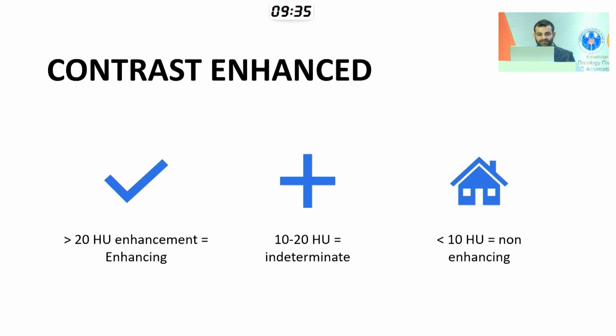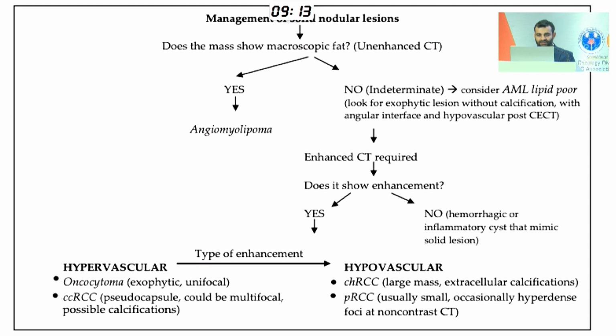Once these patients are subjected to contrast enhancement, an enhancement of 20 HU, and the EAU guidelines take it as about 15 HU, so roughly 15 to 20 HU. If it is more than 15 to 20 HU, it is described as enhancing, 10 to 20 is indeterminate, and less than 10 HU is non-enhancing. So this is basically a flow chart of how to deal with such masses when we have a renal mass.